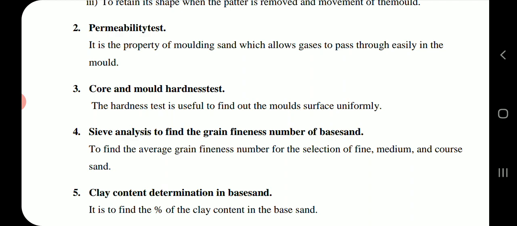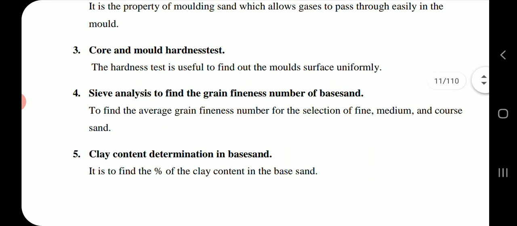Clay content determination in base sand. It is to find the percentage of the clay content in the base sand.